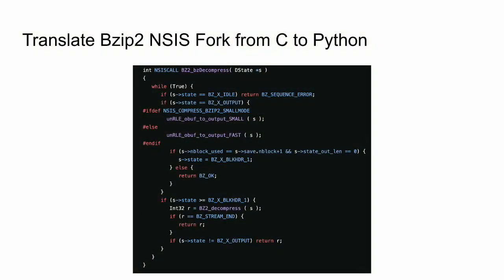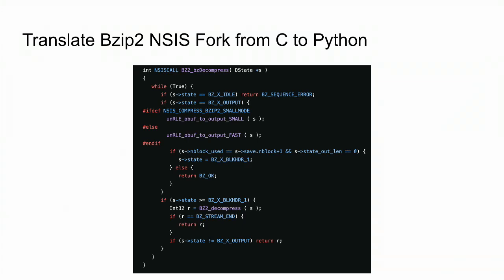So what I did was I took the bzip2 NSIS original source code in C, and I rewrote it from scratch in Python. So basically, literally line by line, instruction by instruction, block by block. And this is where you start. So this is the main decompression function. So this is BZ2_bzDecompress.